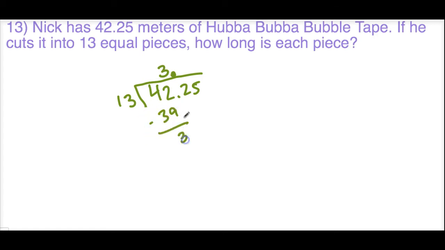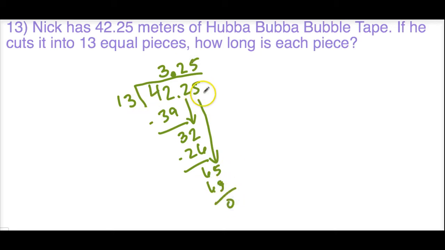Subtract. And then I bring down my 2. 13 goes into 32 twice. 26. Sorry, I'm going slanted. And then 5. 13 goes into 65. Let's see. 5 times. And then 5 times. And it's actually perfect. So I don't need to add another 0 here because I've finished out here.